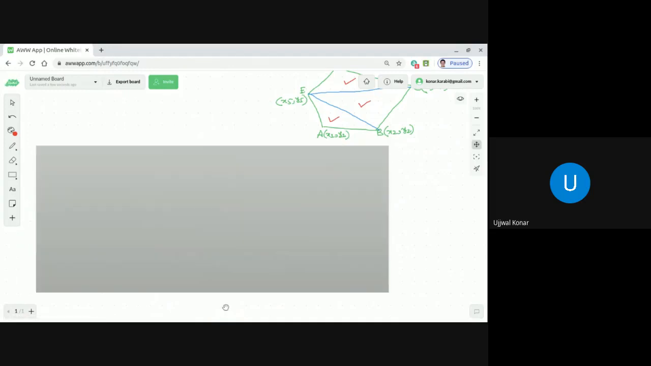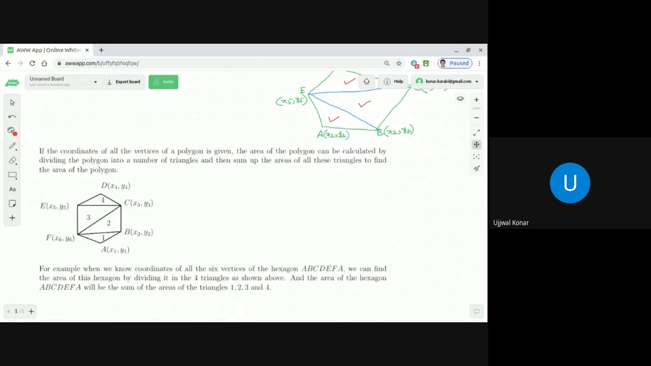So as you see in the notes, it says that if the coordinates of all the vertices of a polygon are given, the area of the polygon can be calculated by dividing the polygon into a number of triangles, and then summing up the areas of all these triangles to find the area of the polygon. As you see in this example, there is a hexagon A, B, C, D, E, F, and A, because I complete that hexagon by reaching the point A again.